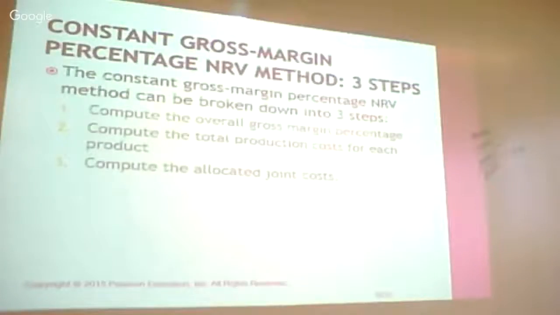All right. So the constant gross margin percentage NRV method can be broken down in 3 steps. The first one is compute the overall gross margin percentage. The second step is to compute the total production cost for each product. And the third step is to compute the allocated joint costs. So how do we do that?